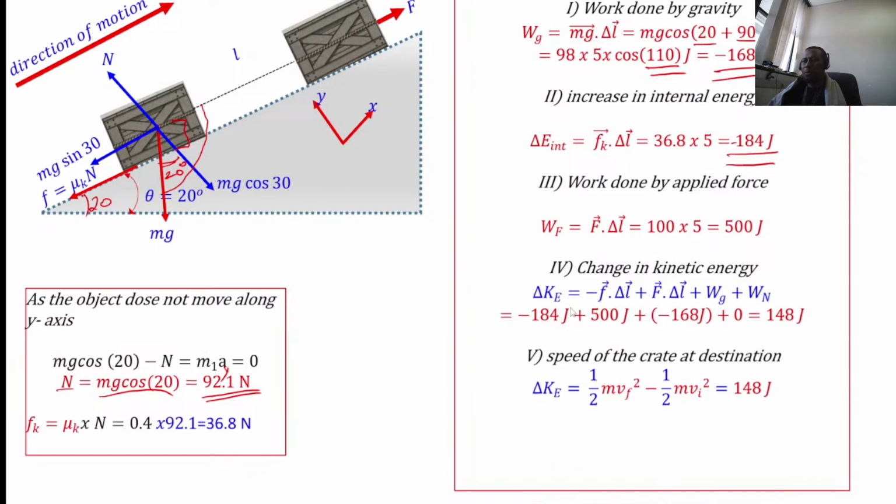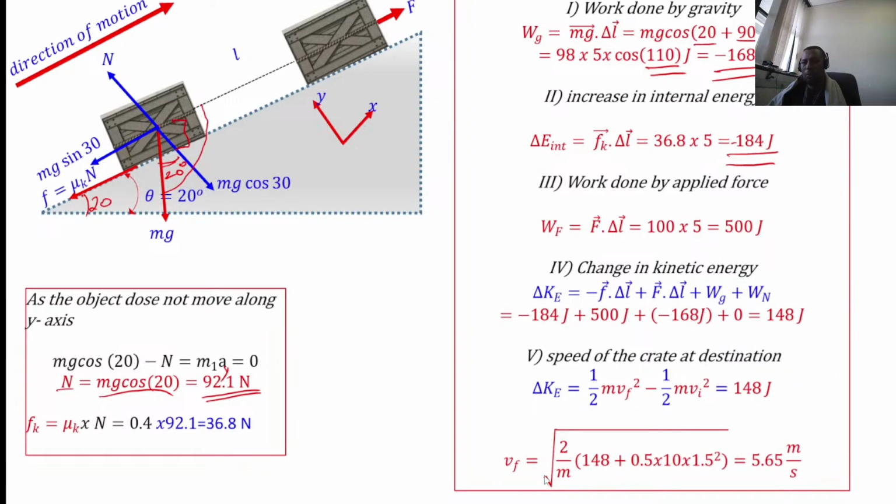Good. Let's go forward. The last one is what is the speed of the car at the destination, at the last point. It has got an initial speed of 1.5 meters per second. Now it's going to have a final velocity, obviously. Therefore, the change in kinetic energy is half m v squared at final minus half m v squared at initial. We know the overall delta kinetic energy is 148. Therefore, you equate this to it, and then solve for V final.